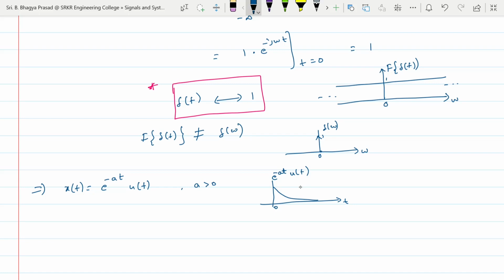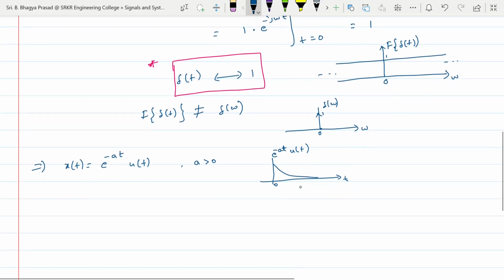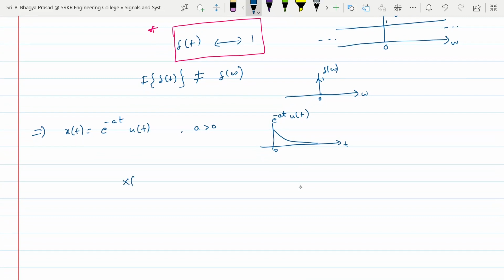So we find out the frequency content for this one. Let us go for the expression once again, and we substitute that one. Integral from minus infinity to infinity of x of t e power minus j omega t dt. You know that the signal exists from 0 to infinity because of u of t. We change the integral from 0 to infinity, and x of t is e power minus at, with no need of representing u of t, and e power minus j omega t, and this will be dt.